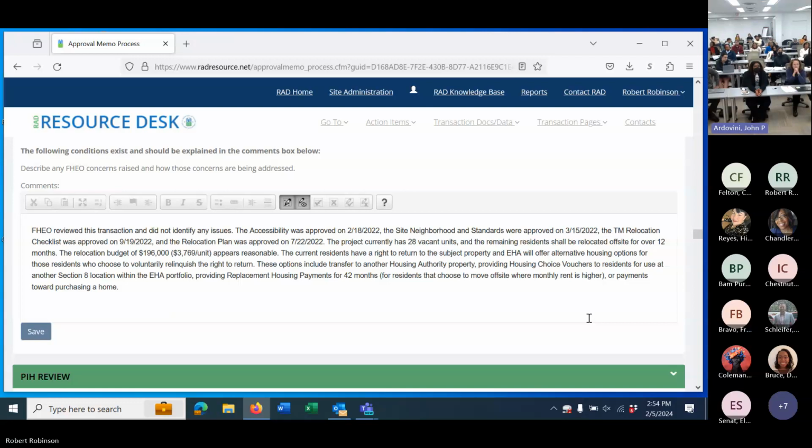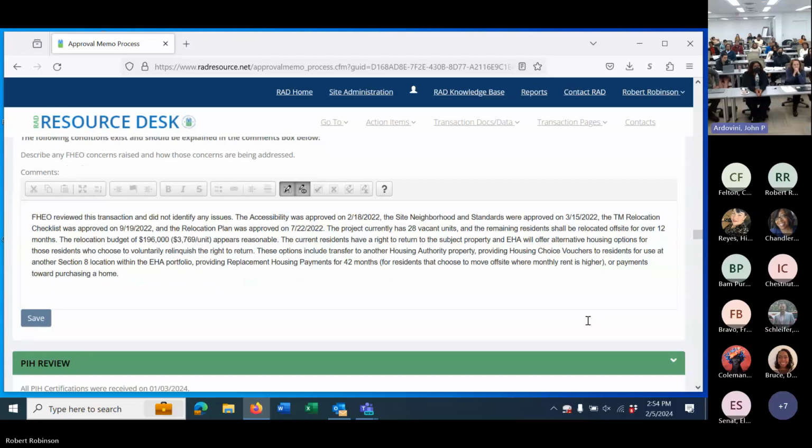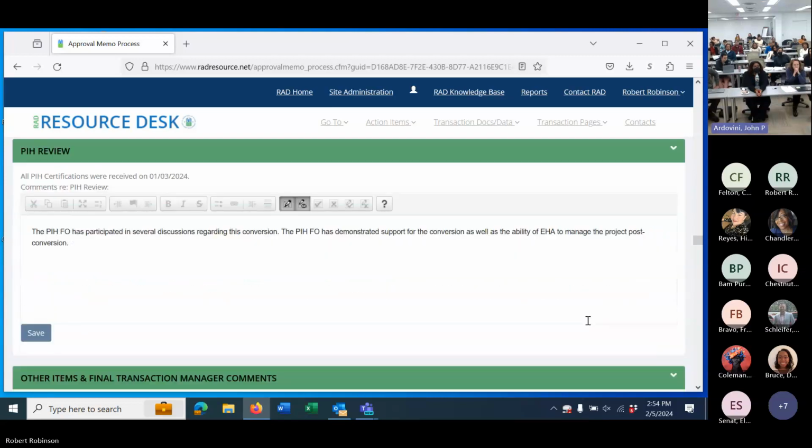And then there's also a relocation checklist. We used to call it TM relocation checklist because the TM approves that. We would also describe that in this section, essentially indicating that it was reviewed and approved. We speak to the relocation budget. We opine, essentially, is it sufficient? So that's pretty much it.